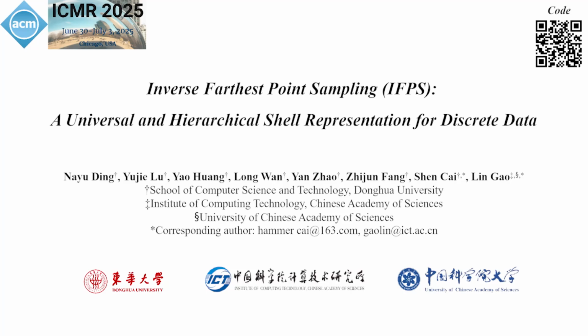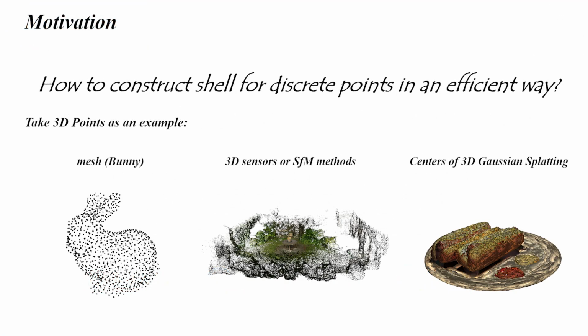In this paper, we introduce a universal and hierarchical shell representation for discrete data, named inverse farthest point sampling, IFPS. The motivation of this study is how to construct shell for discrete points in an efficient way. Take 3D points as an example.